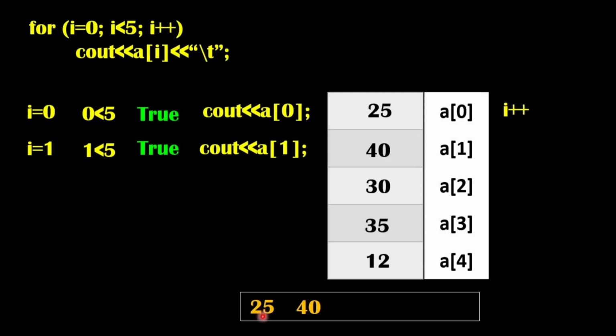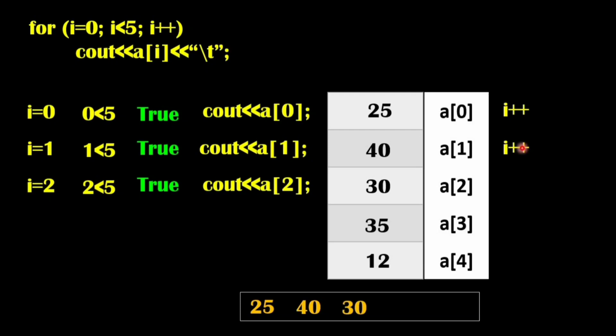So 25 is printed, after that 4 spaces are printed, then it is printing 40. Otherwise all the numbers will be printed together. To avoid that, we are using \t. There are different methods to be followed, but this is one of the methods. So here the i value will be incremented now. Then i becomes 2. 2 is less than 5, that is true. See cout a[2]. So 30 will be printed next after a tab.